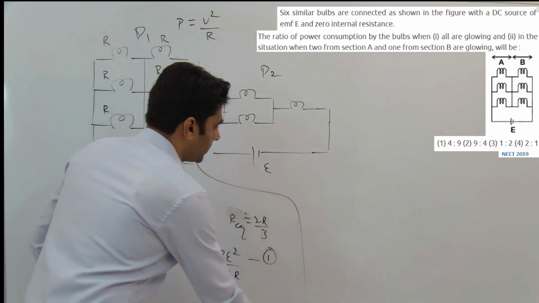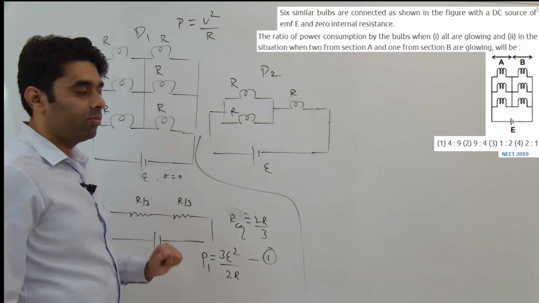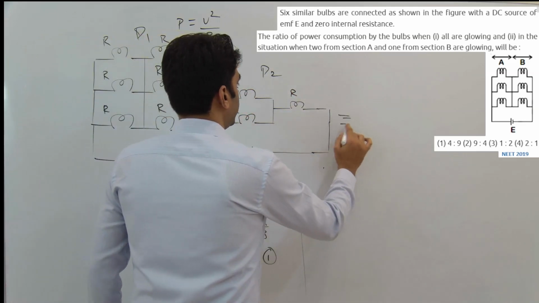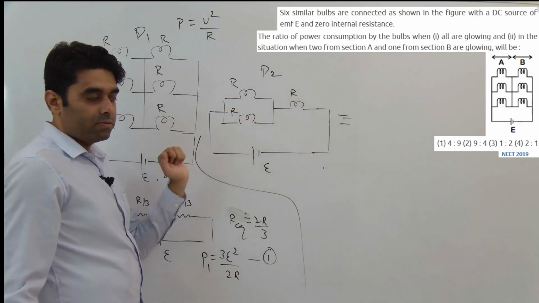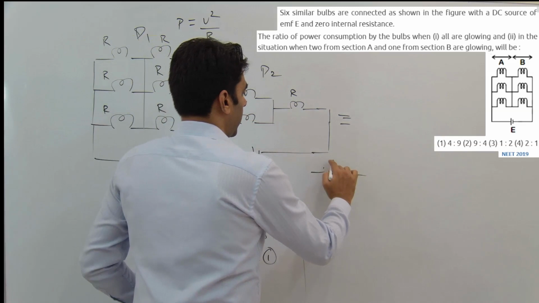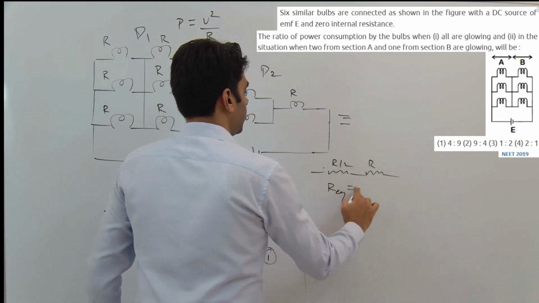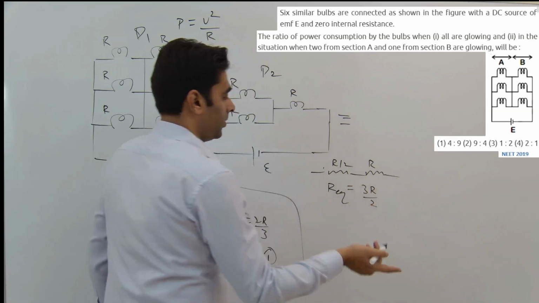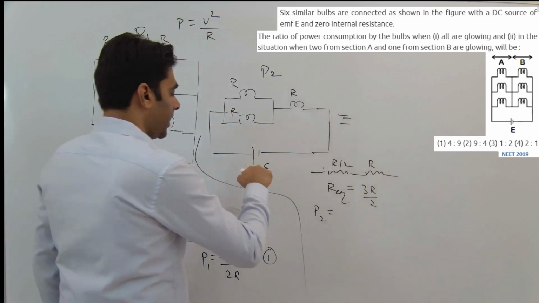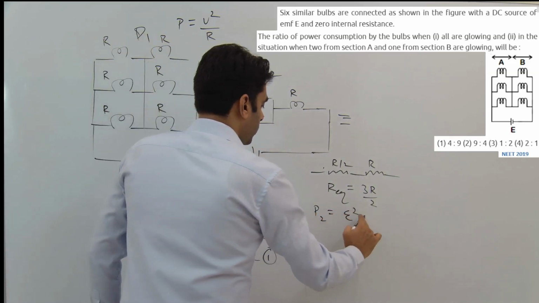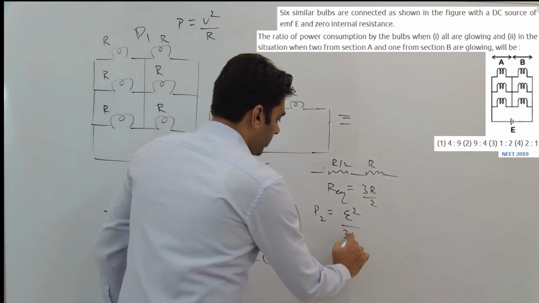Fine. Next case, this is your R, this is R, this is R, right? What will we have as R equivalent over here? R equivalent will be R and R in parallel, which will be R by 2, which is in series with R. So how much do we get? R by 2 and R. R equivalent is R plus R by 2, which is 3R by 2. Now let us write down power P2. P2 is V square by R again, that means E square by resistance. How much is our resistance over here? R equivalent, we got it, 3R by 2.